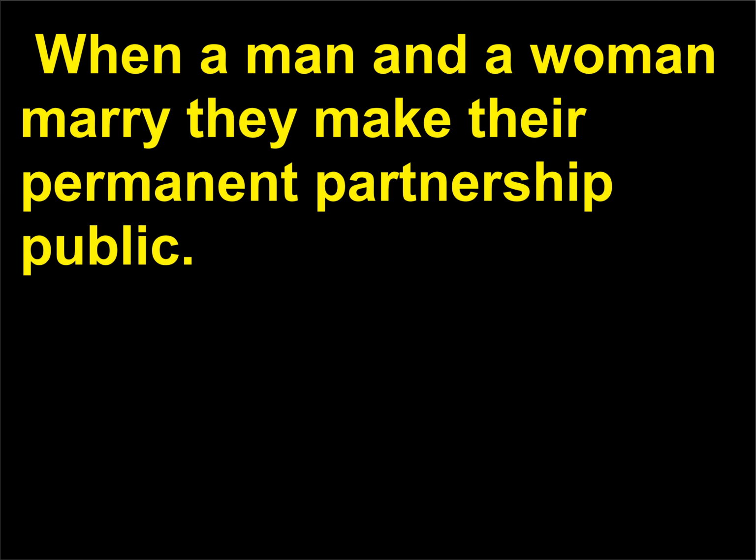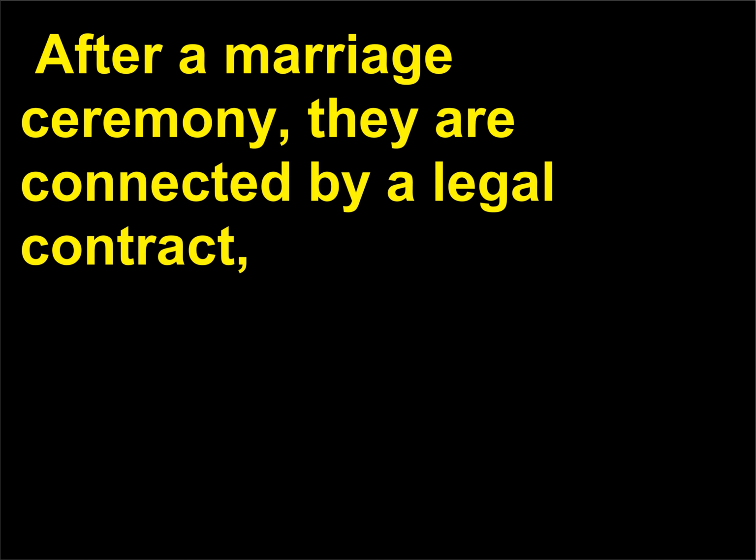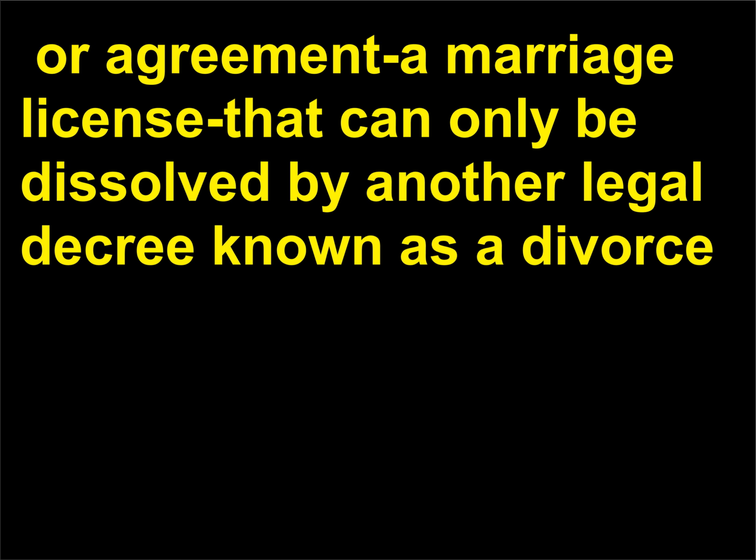When a man and a woman marry, they make their permanent partnership public. After a marriage ceremony, they are connected by a legal contract or agreement, a marriage license, that can only be dissolved by another legal decree known as a divorce. Though death legally ends a marriage as well.